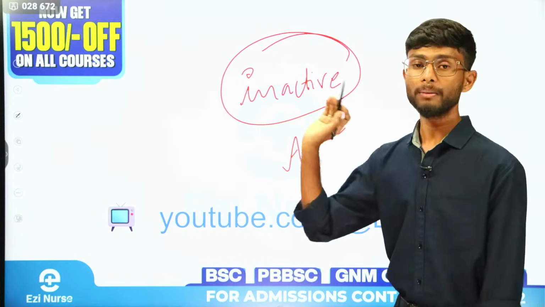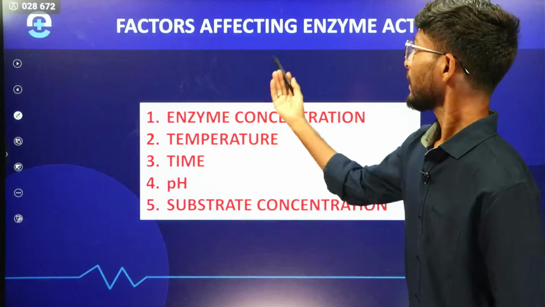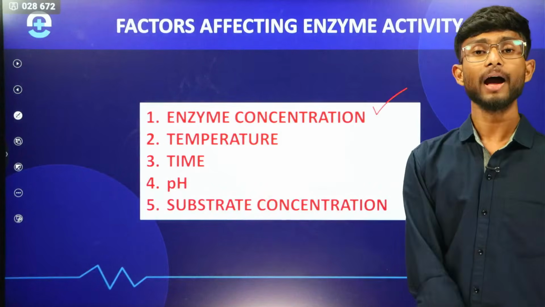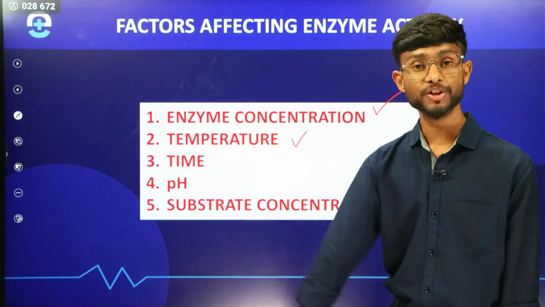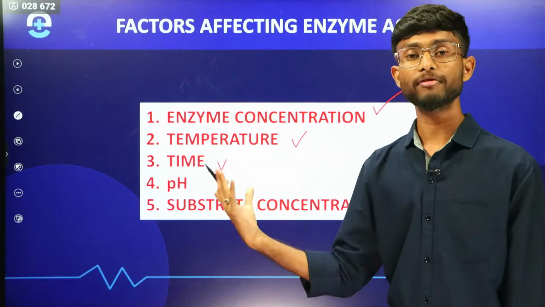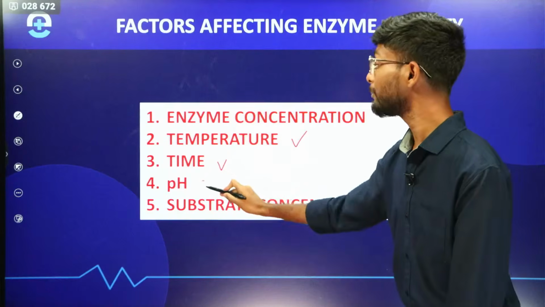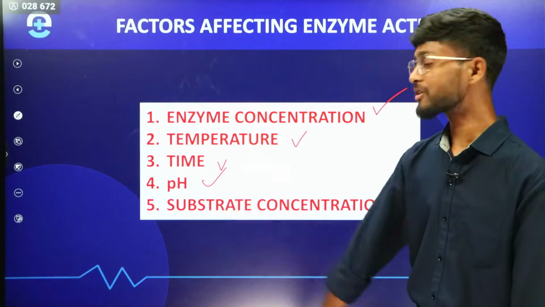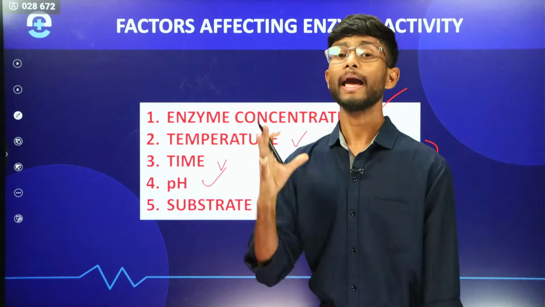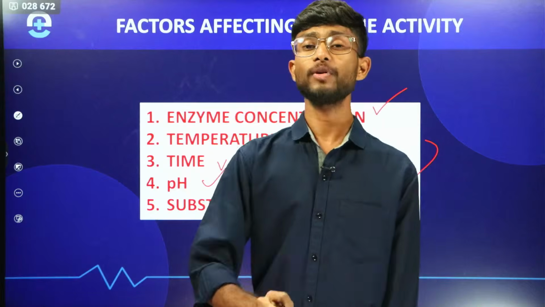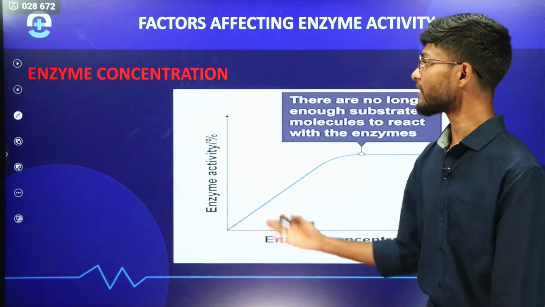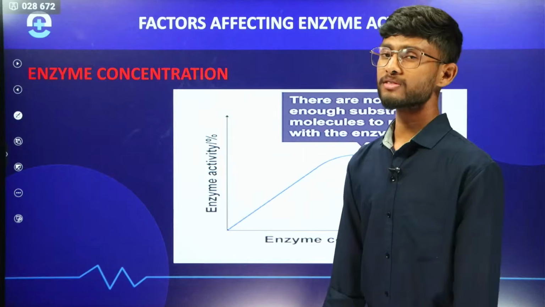Okay, remember this. Coming to the factors, we have enzyme concentration, and we'll discuss temperature and time kinetics, how this factor affects the enzyme activity, and pH, very important, and substrate concentration. These are the five important factors which actually affect the enzyme activity. First, we'll see the enzyme concentration.